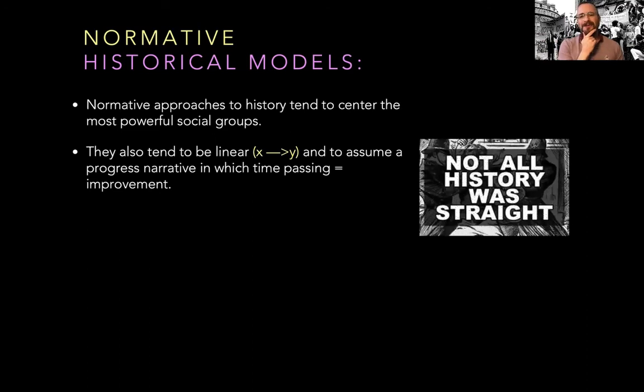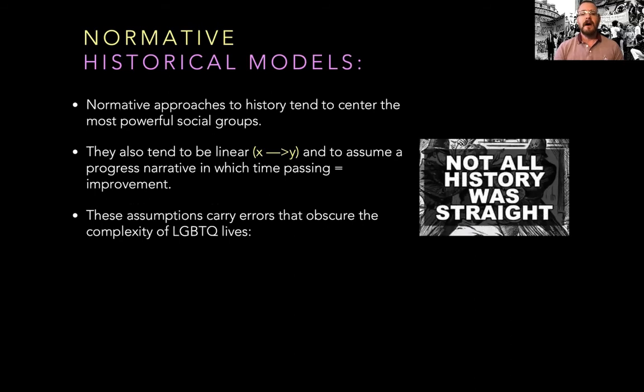So we have to think about straightness as a concept, not just as an identity, to think about how history produces straight lines or lines of connection that maybe are actually more complex when we look carefully at what took place. And these assumptions, right, powerful social groups being centered and linear timelines, tend to produce errors.